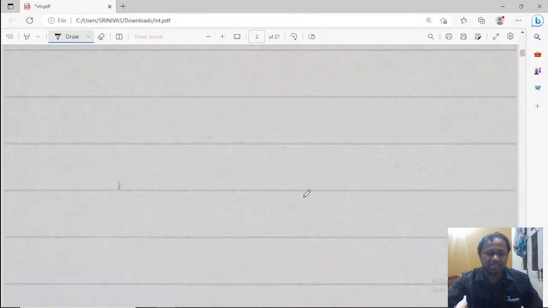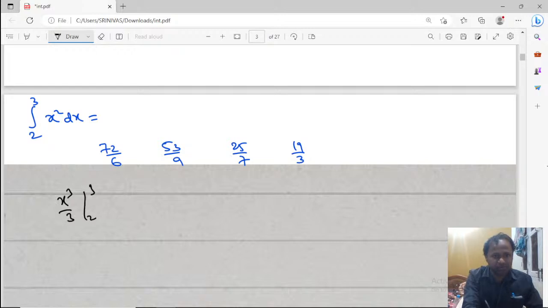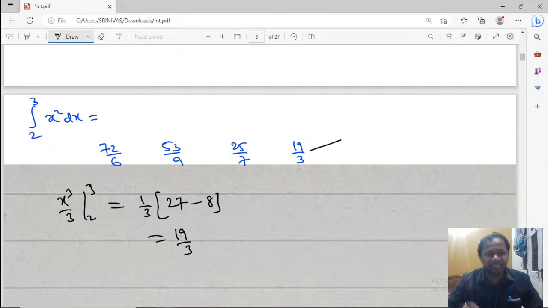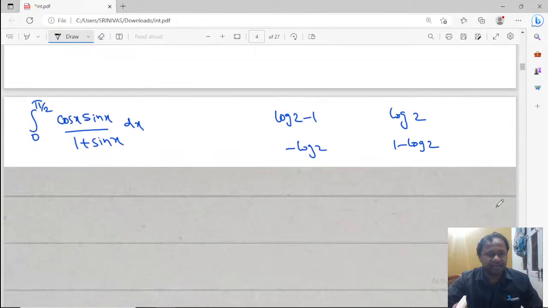Okay. Next, let us move on to one more problem. This is the easiest problem. Integration of x square is x cube by 3, limits 2 to 3. You can substitute, what we get, 1 by 3 outside, 3 cube is nothing but 27, 2 cube nothing but 8. So answer is 19 by 3. This is a dead easy question. Okay. Next, one more. So this is the problem.